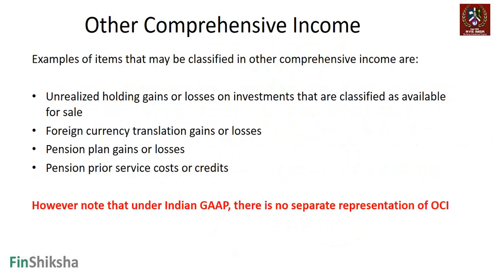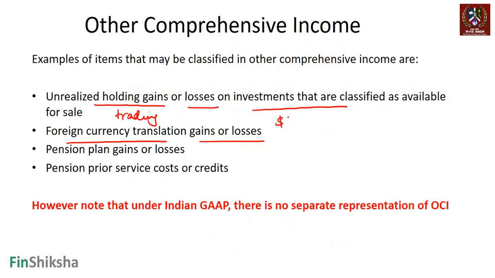Now, there are broadly four kinds of items that can get classified in other comprehensive income. Unrealized holding gains or losses on investments that are classified as available for sale. So you're trading in these investments, and if there are unrealized holding gains or losses, they come under a part there. Foreign currency translation gains or losses.